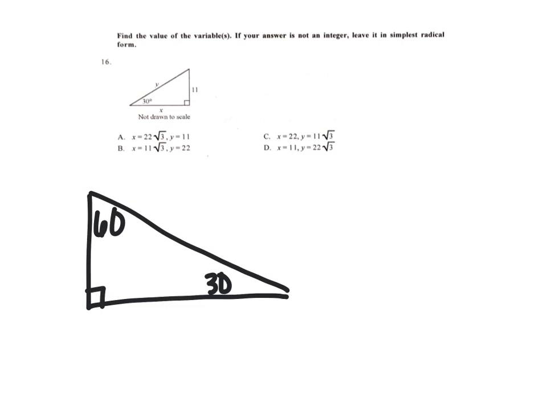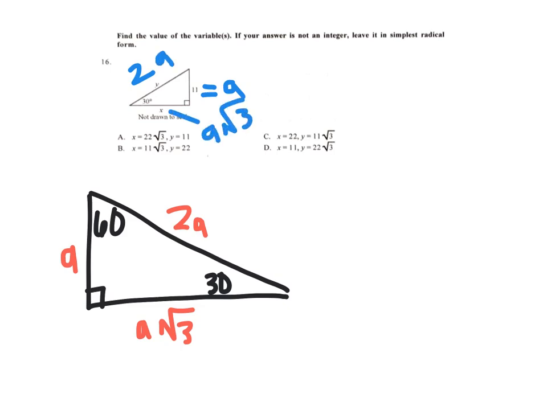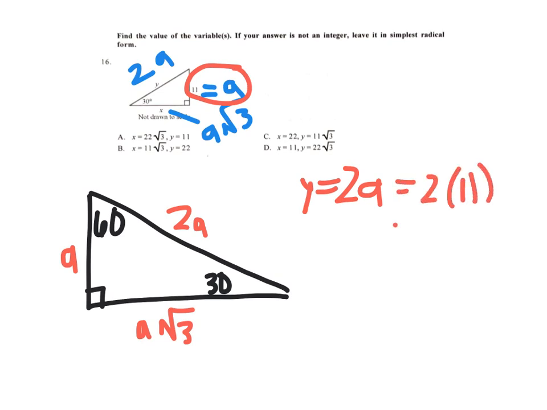If I label my sides, my shortest one is A. My hypotenuse is 2A. And then this guy here is A times the square root of 3. Now, I'm going to go ahead and label my picture too. I know that 11 equals A. My hypotenuse is 2A. And this guy here is A root 3. We need to figure out X and Y. I know Y equals 2A. And I also know that A equals 11. So Y is going to be 2 times 11, which is 22.